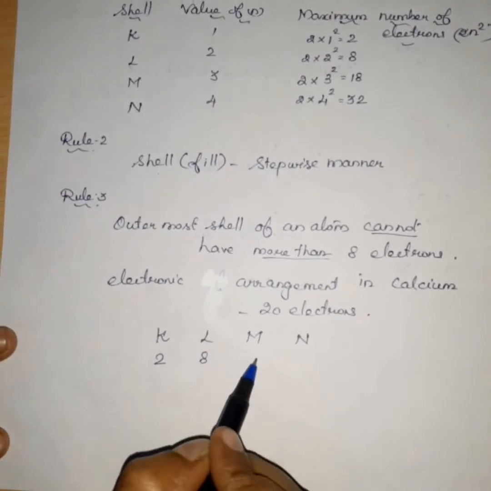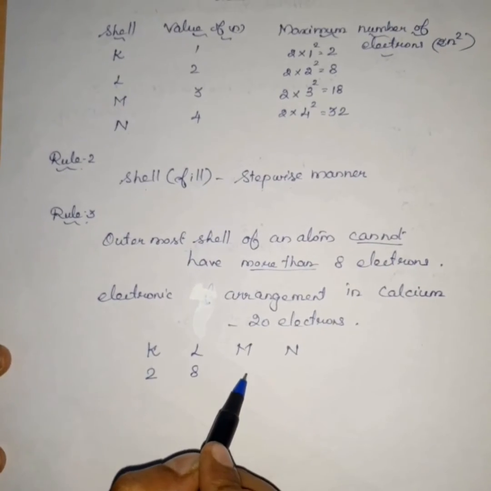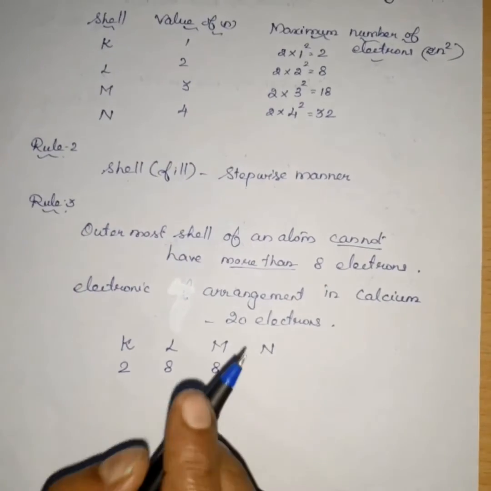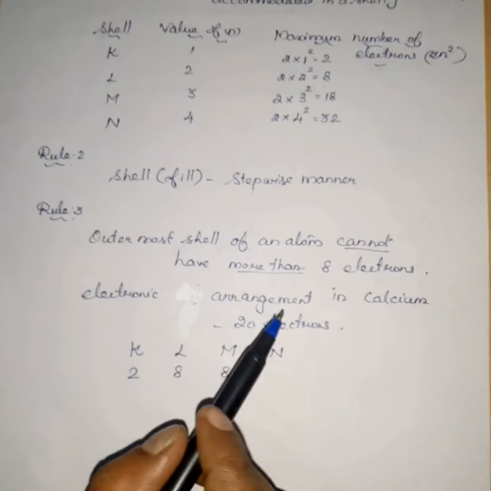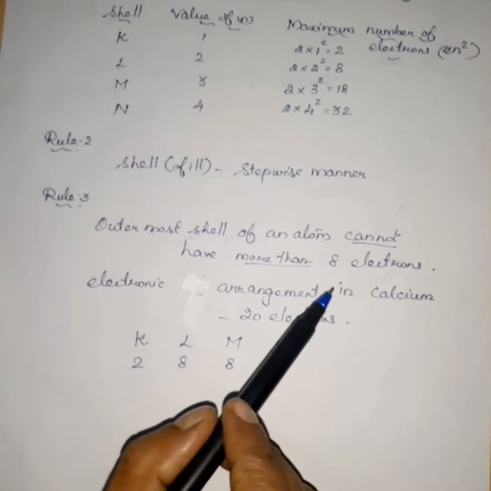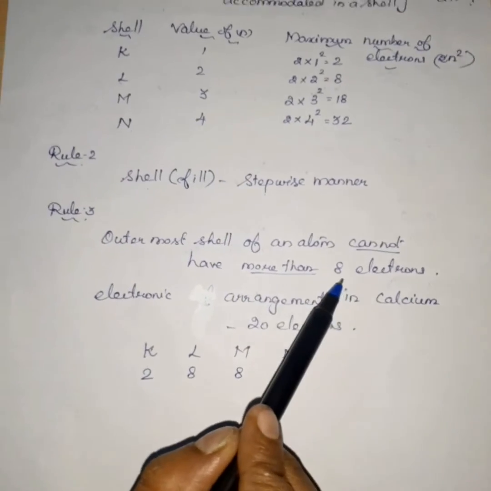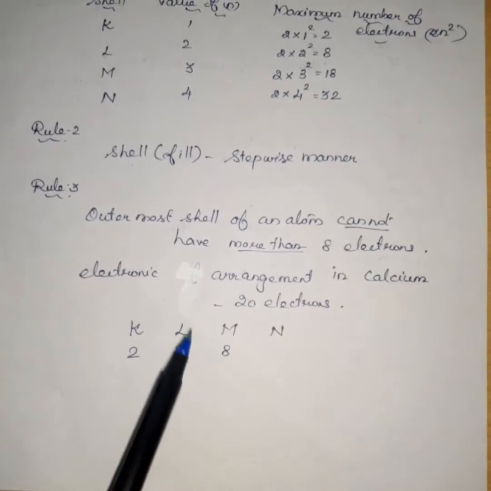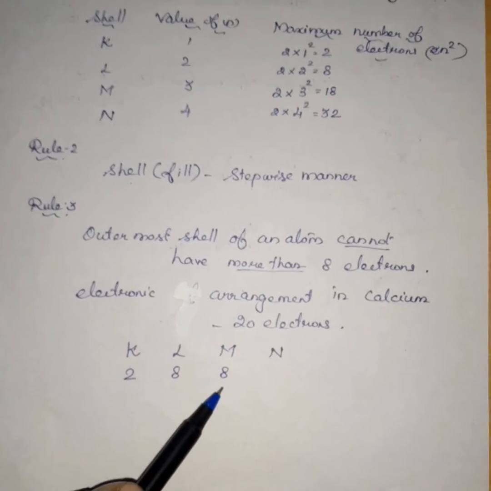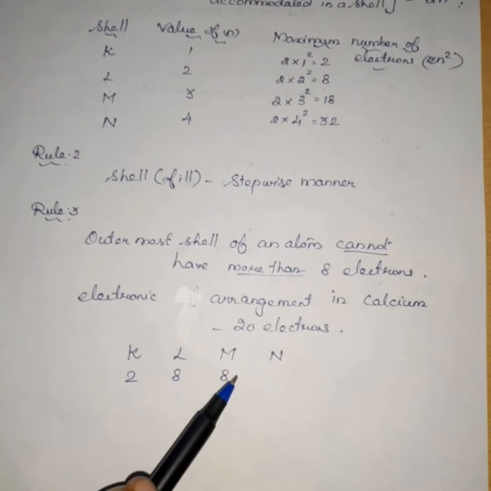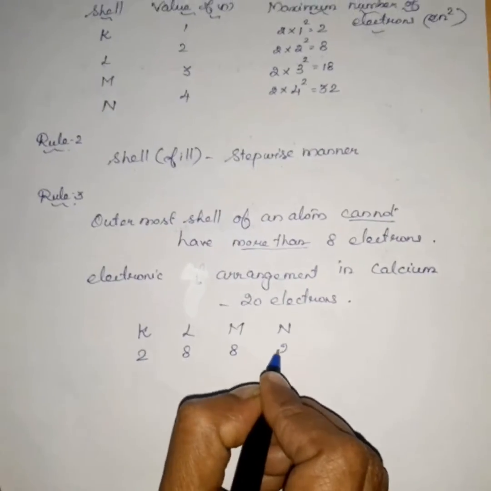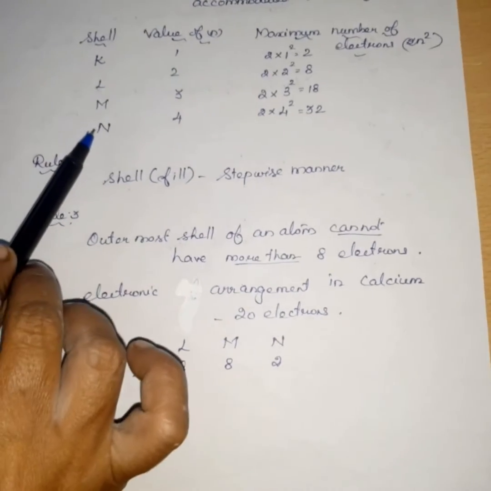Next, the M shell also, how many electrons are there? 8 electrons. Why? The third rule is applied. The third rule is the outermost shell of an atom cannot have more than 8 electrons. So now it is also filling with 8. Now count: 2 plus 8 is 10, 10 plus 8 is 18. Now remaining, how many electrons are there? 2 electrons. So the 2 is accommodated in the N shell.